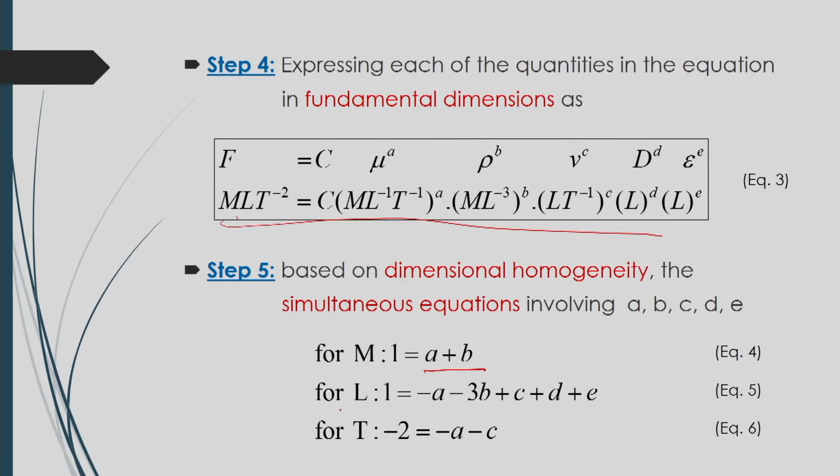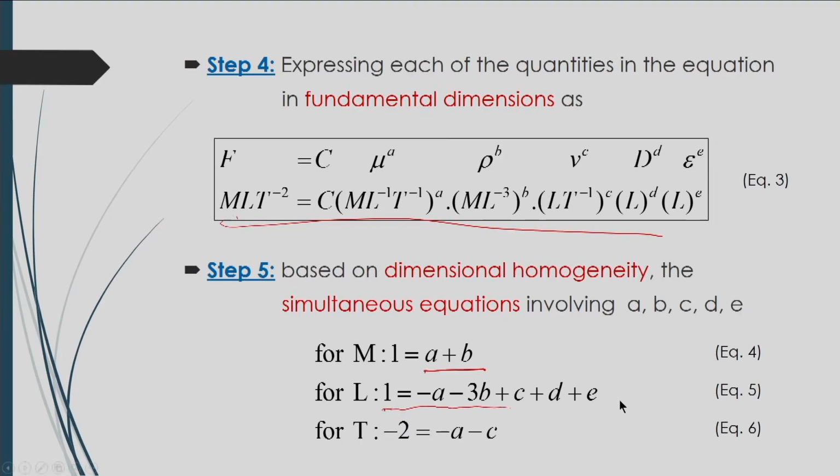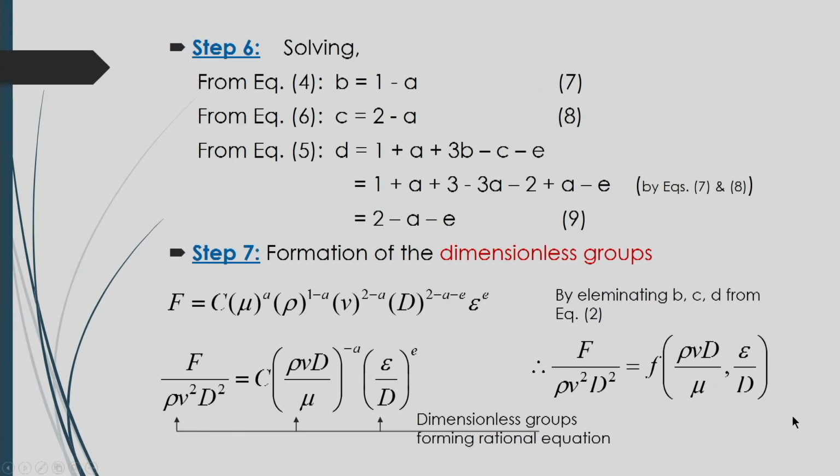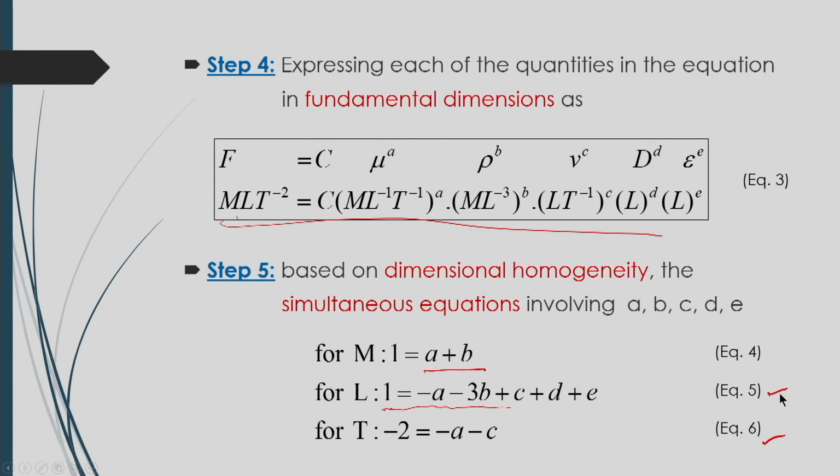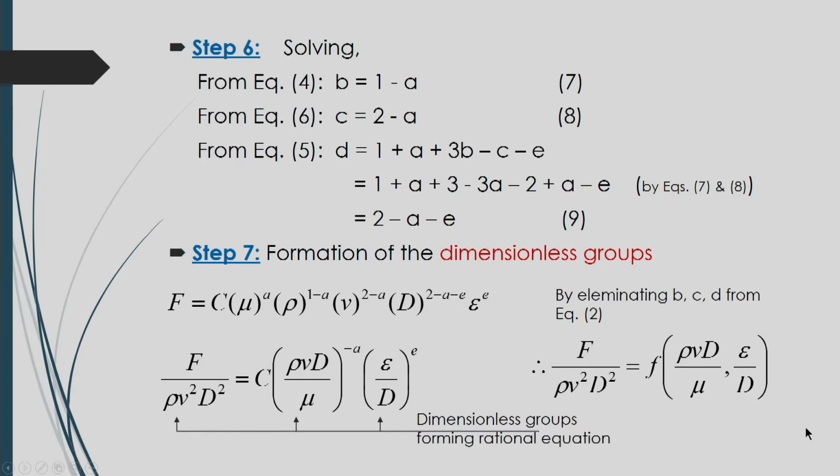Similarly, if you consider the dimensions for length L, then it will be 1 equals minus A minus 3B plus C plus D plus C, as given in equation number 5 here. Similarly, for time the dimensions can be compared, and you can make this equation as minus 2 equals minus A minus C, given in equation number 6. After that you have to solve these 3 equations, 4, 5 and 6.